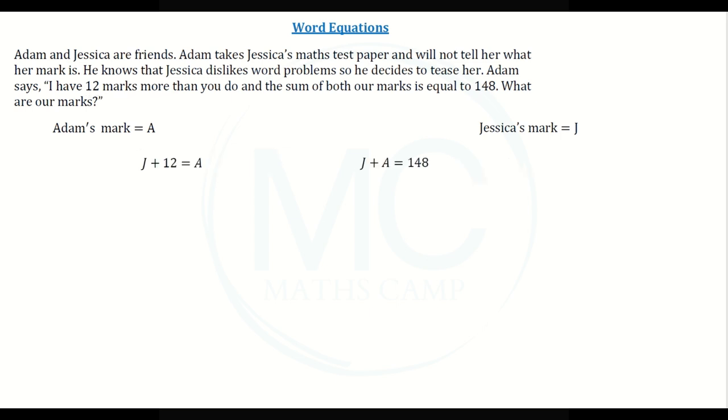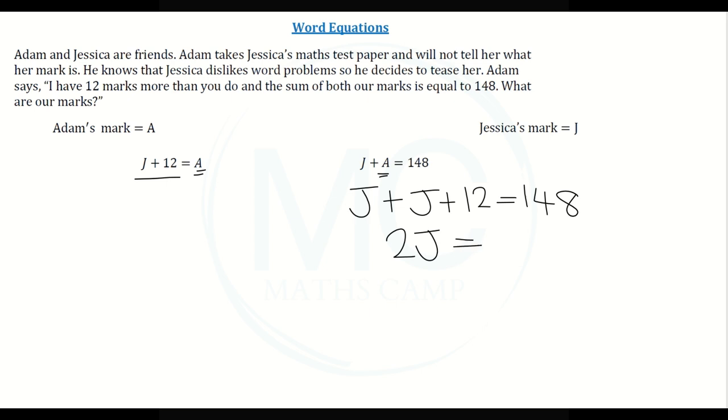Now that we have 2 equations, we can start solving to find Adam's mark and Jessica's mark. In this equation, A is already the subject. So we're going to leave it like this and take J plus 12 and substitute it in over here. So we say J plus 12 is equal to 148. J plus J is 2J is equal to 148. We're going to move the 12 and we say minus 12.